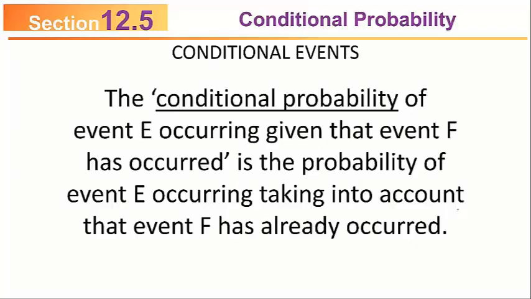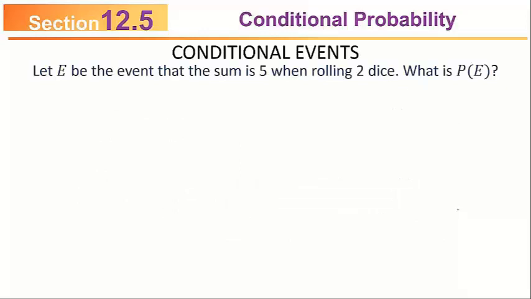The conditional probability of event E occurring given that event F has occurred is the probability of the event E occurring taking into account that event F has already occurred. And that's what the adjective conditional means. Conditional probability means the probability conditioned on the fact that something else has already occurred. It's probably good to introduce this idea through an example.